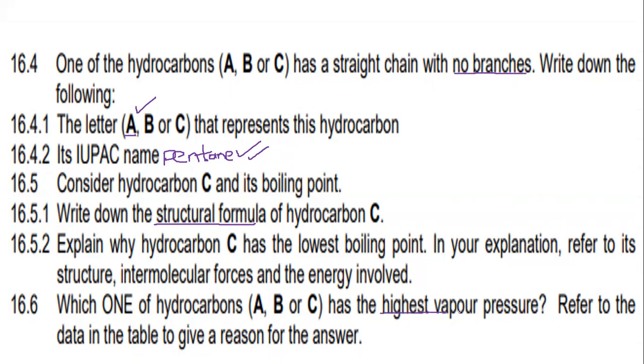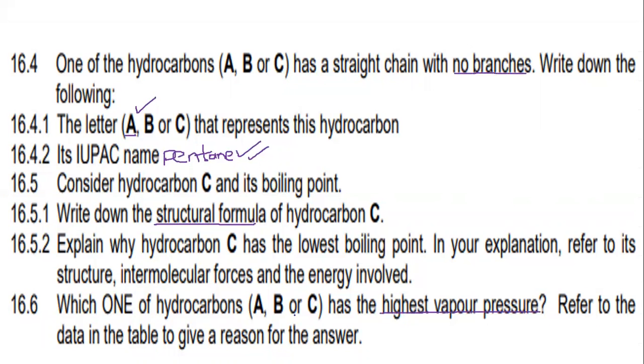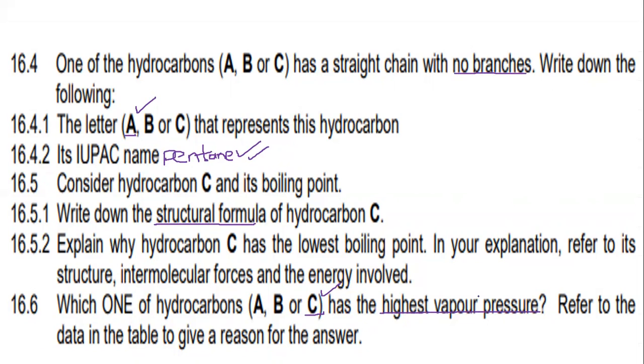And we know if we want the one with the highest vapor pressure, we have to look for the one with the lowest boiling point. So our answer there is definitely C. And we are requested to refer to the data in the table to give a reason for the answer. So we must reason using boiling point. We said C has the highest vapor pressure because C has the lowest boiling point.